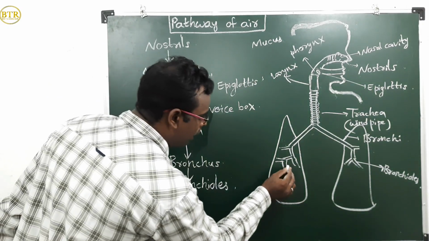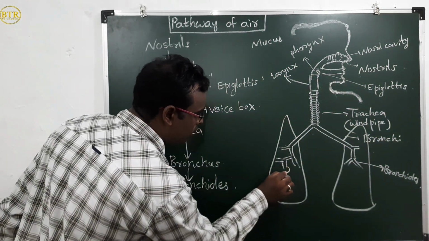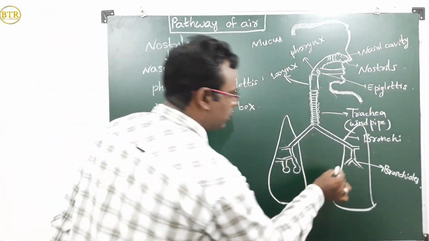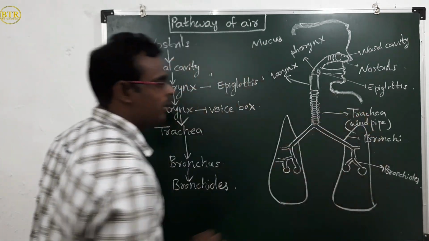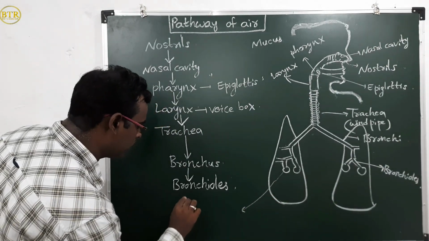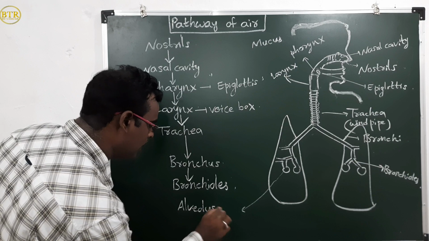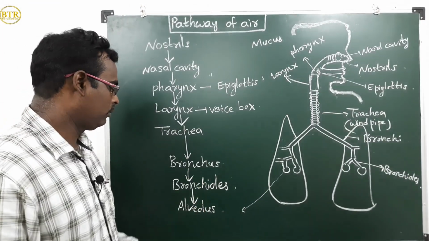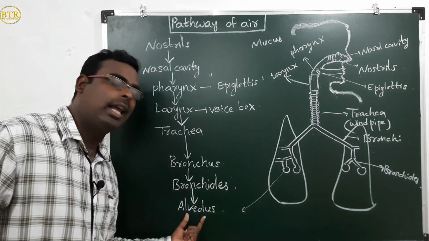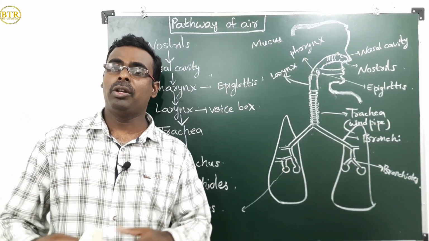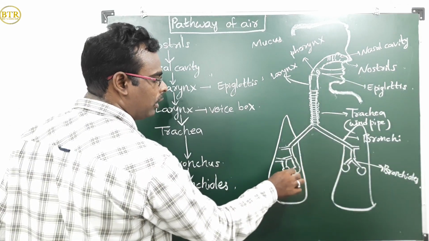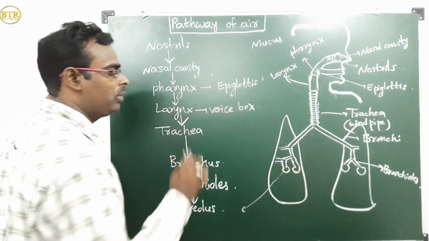Next, at the end of each bronchiole, sac-like structures are present. Air sacs. These sac-like structures are called alveolus. Alveolus is the singular, alveoli is the plural. So the bronchiole opens into a sac-like structure. That sac-like structure is called alveolus. See here, every bronchiole opens into the sac-like structure, that is called alveolus.